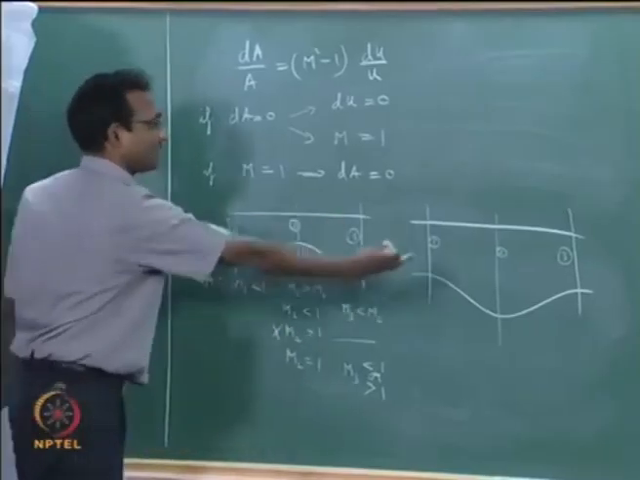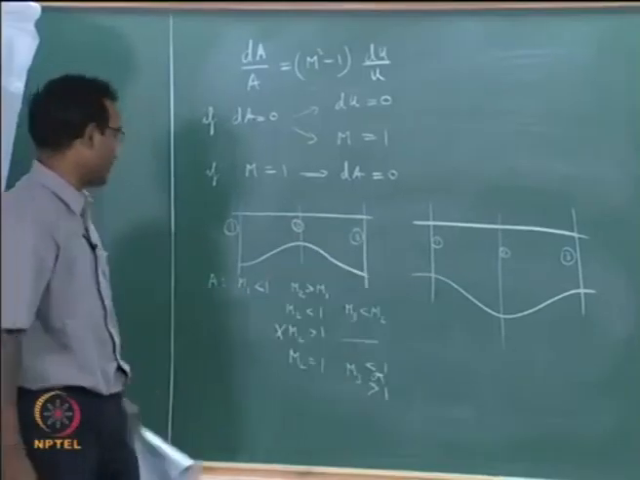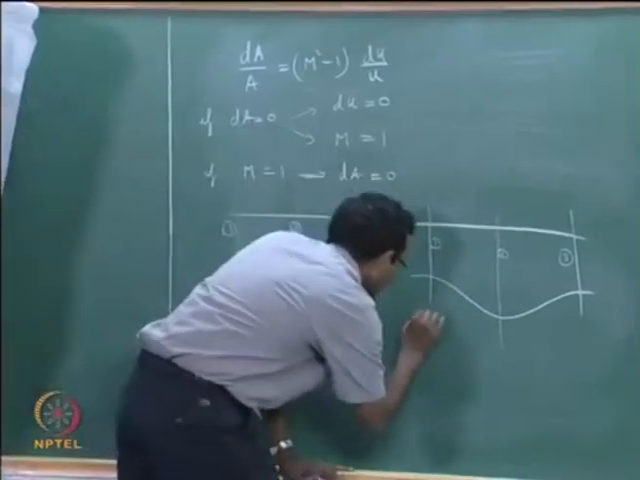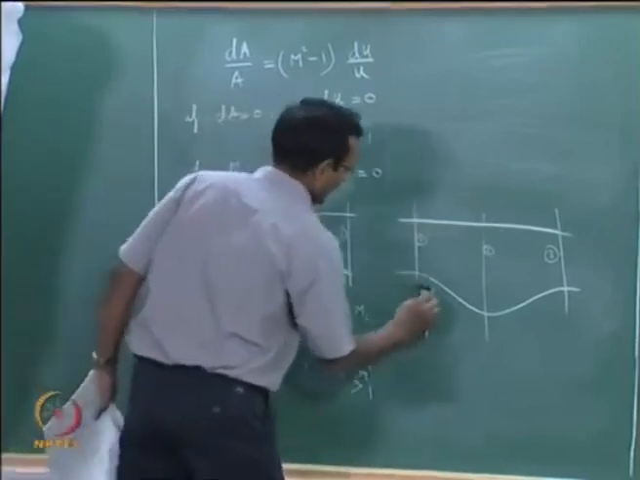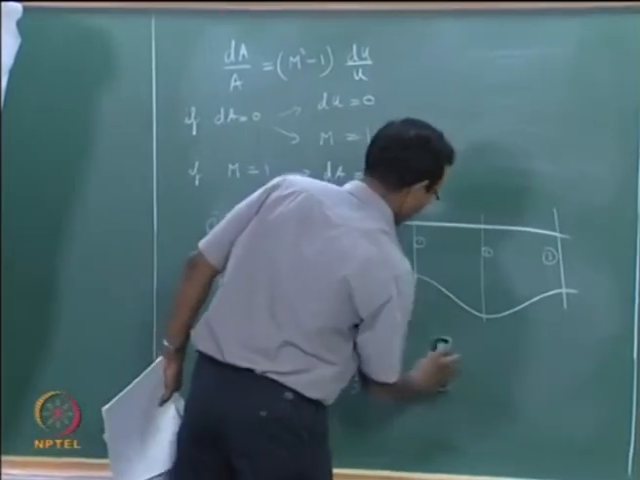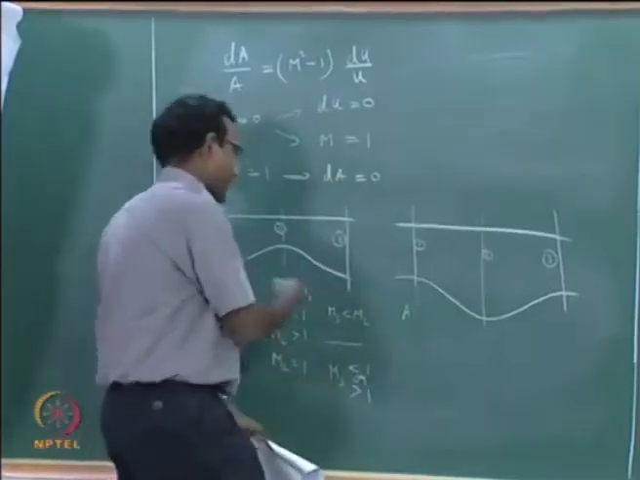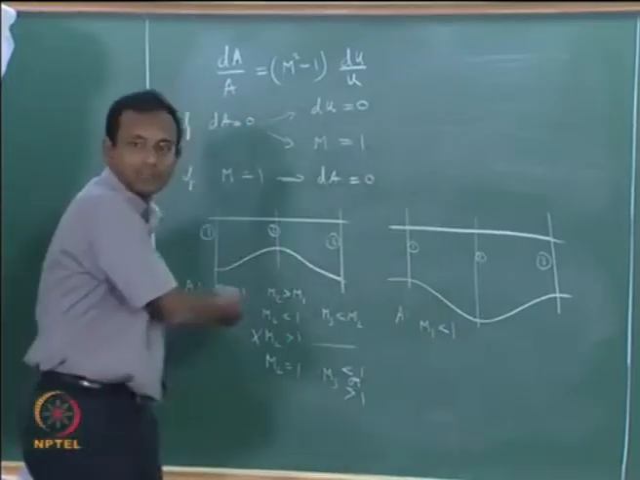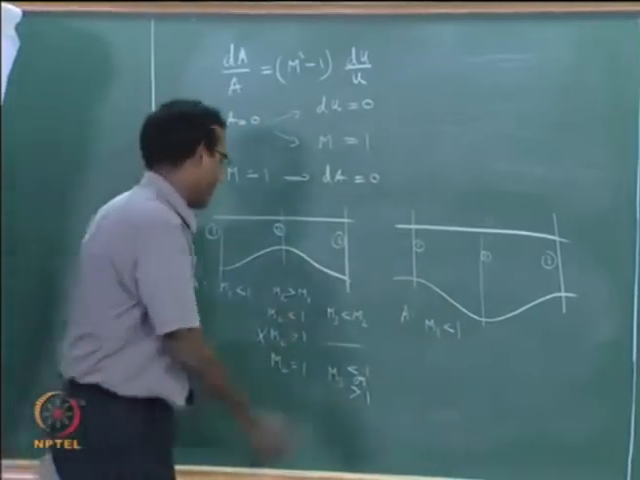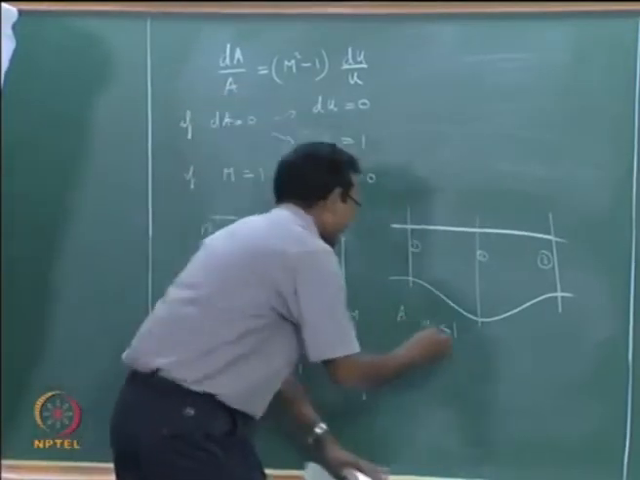What happens in the other system? Let us go there and see what happens. I will again consider case A for this duct. If I pick this duct, again we will pick the same m1 less than 1. We have not done case B, m1 greater than 1, yet, we will go back to that. With m1 less than 1, what will happen to m2?